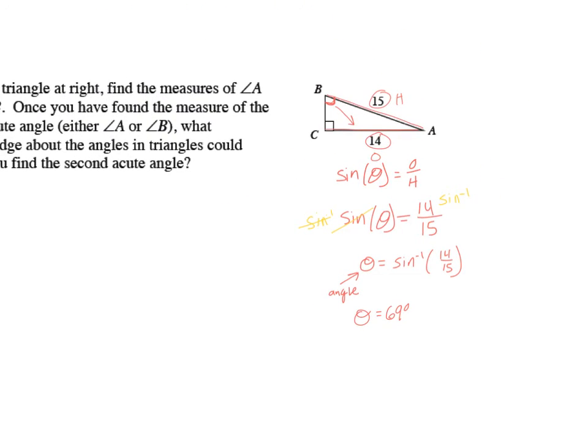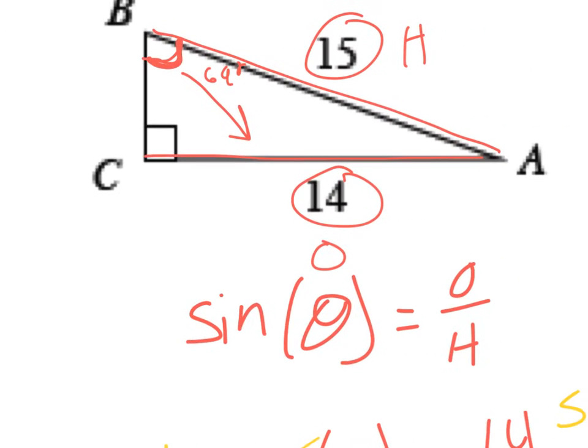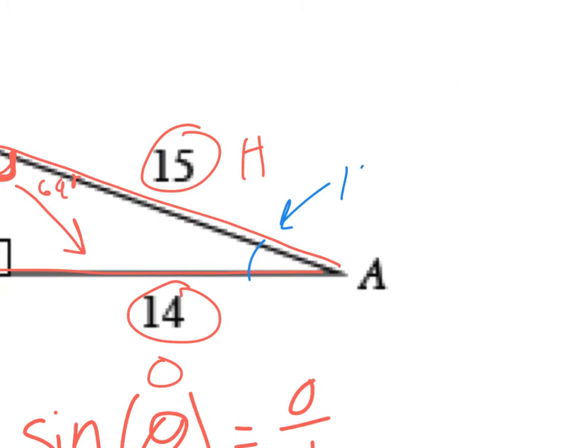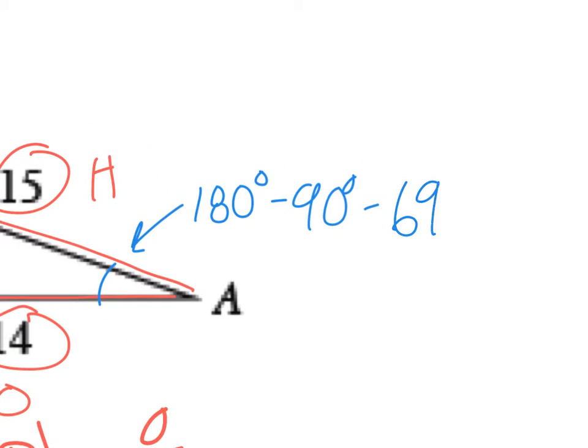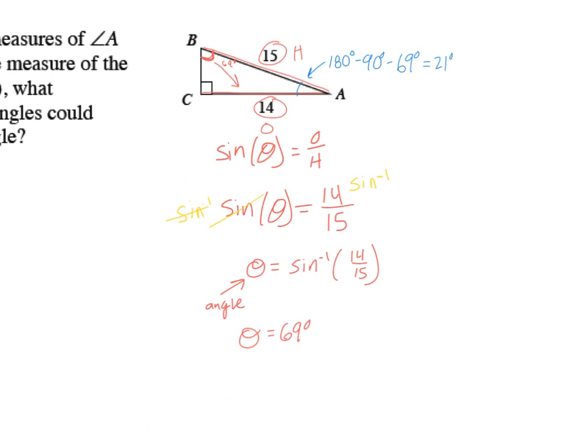And so once I know that this is 69 degrees up here, let's use some common sense. I know two angles in a triangle, so I can find the third angle right here pretty easily from the triangle sum theorem. I know that all three angles in a triangle should add up to 180. I know a 90-degree angle, and I now know a 69-degree angle. So I can subtract those from 180, and I should end up, for the measure of angle A, with 21 degrees. But again, using this idea of inverse trig to help us find a missing angle in a right triangle.